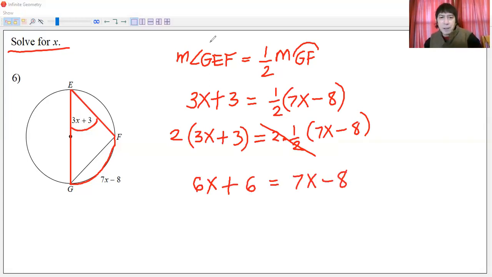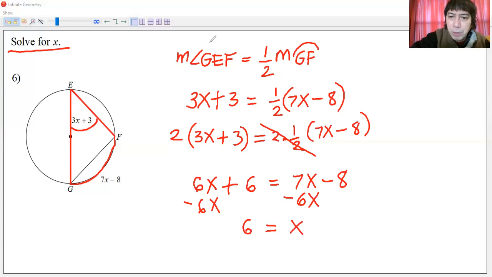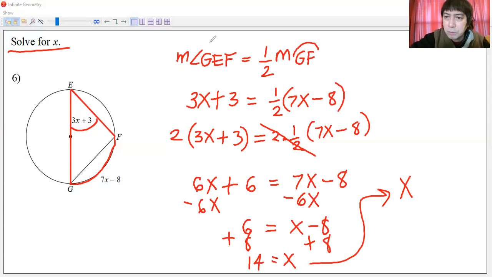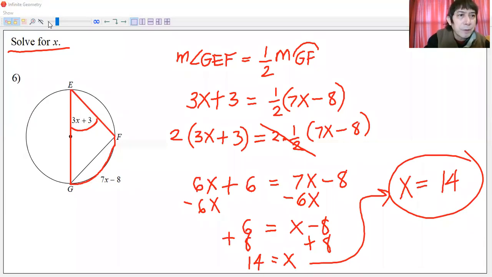And so we subtract the 6x from both sides, and we have the left side 6, and the right side just x minus 8. And then we add 8 to both sides. Add 8, and x happens to be 14. Properly written, x is equal to 14. All right, let's check and verify the answer. Watch the answer below the circle. There, you can see the answer over here.